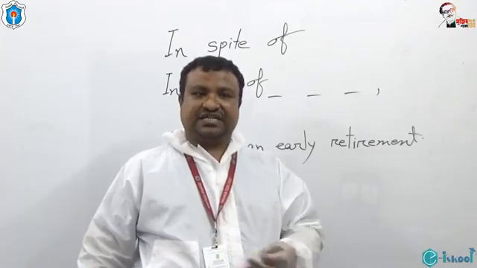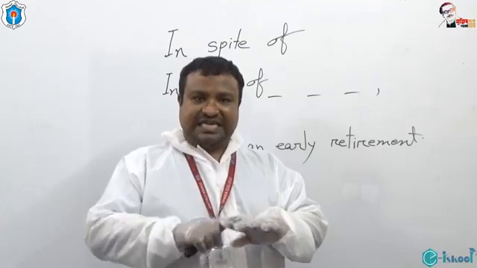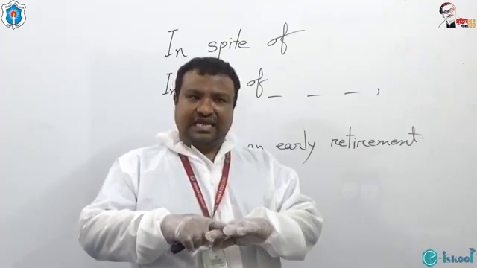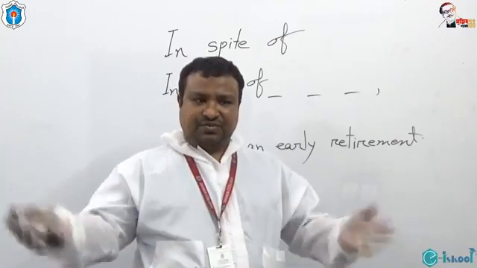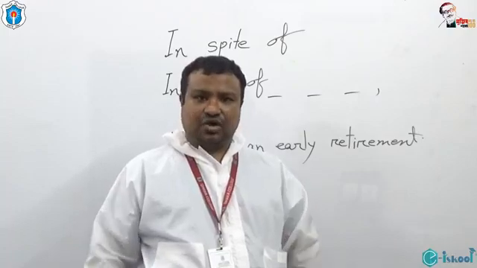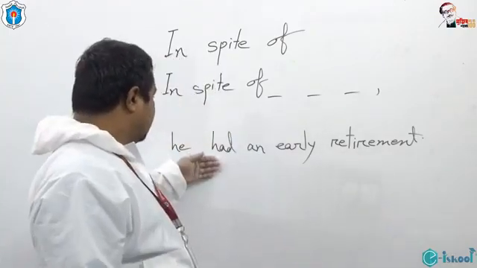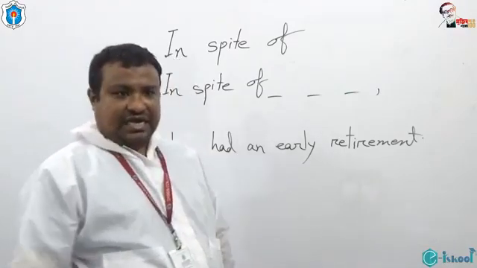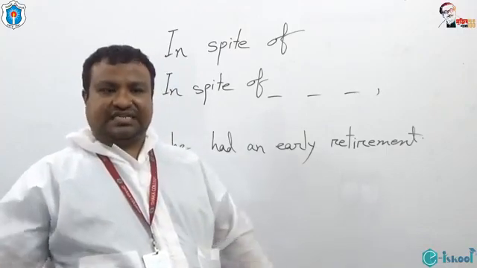That is, after the word in spite of, we will use the possessive form of the subject, and then we will use the main verb plus ing, gaining, then we will use an object, gaining mark success. He had an early retirement, or surely we can use a to be verb, that is, in spite of being very successful.